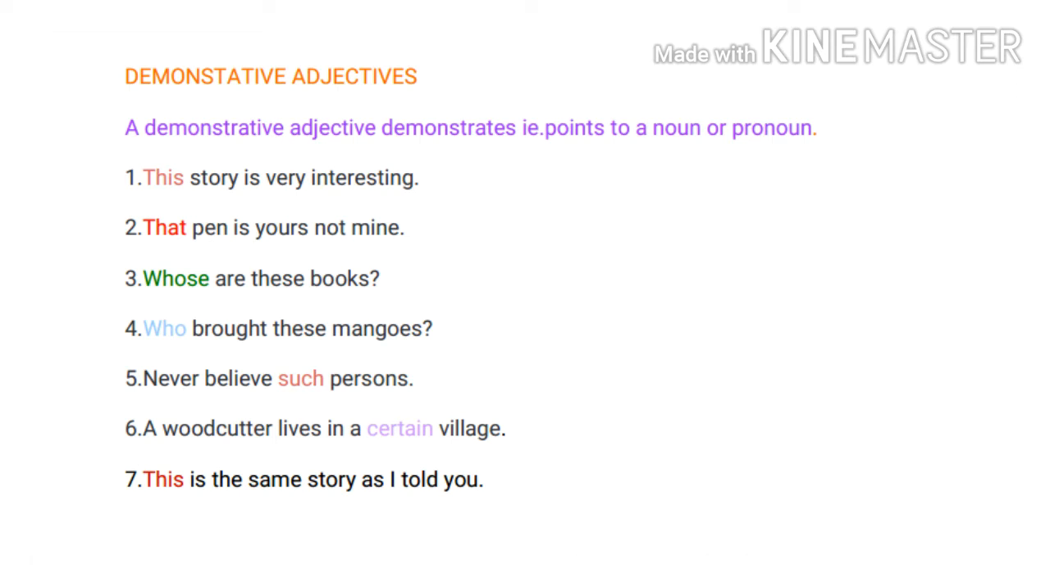Who brought these mangoes? Never believe such persons. A woodcutter lives in a certain village. This is the same story as I told you. So in all these examples, we use this, these, such, etc. to point to a noun or pronoun. They are all demonstrative adjectives.